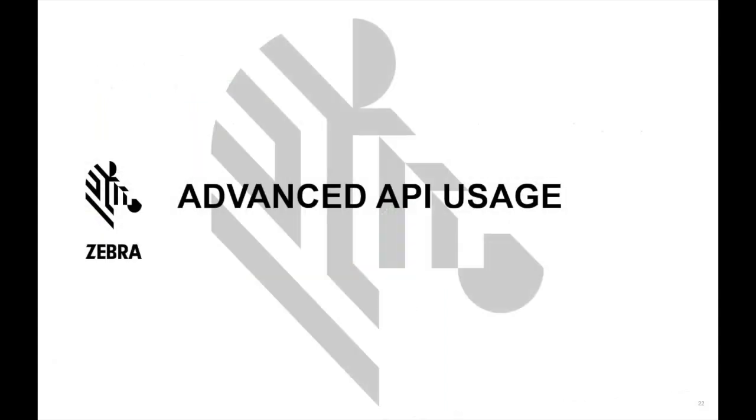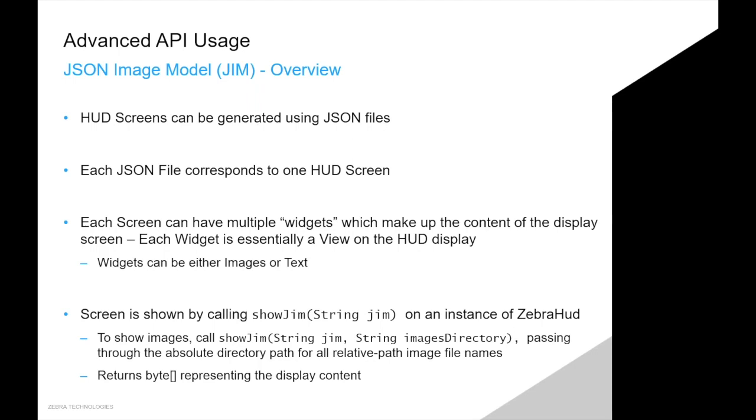But with that said, it wouldn't be a good dev talk if I didn't cover all of the APIs available. So now we'll move on to advanced API usage. And again, don't be disheartened by calling it advanced API usage. This is all within the context of the SDK, so it is all fairly straightforward. Under the umbrella of advanced API usage, all I'm going to talk about really is the JSON image model, or JIM. This API essentially allows you to use a JSON file to design screens for the HD4000.